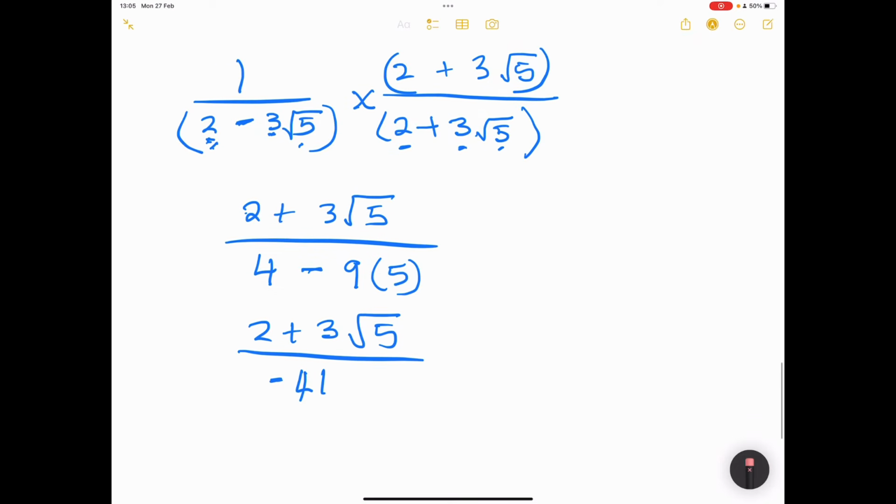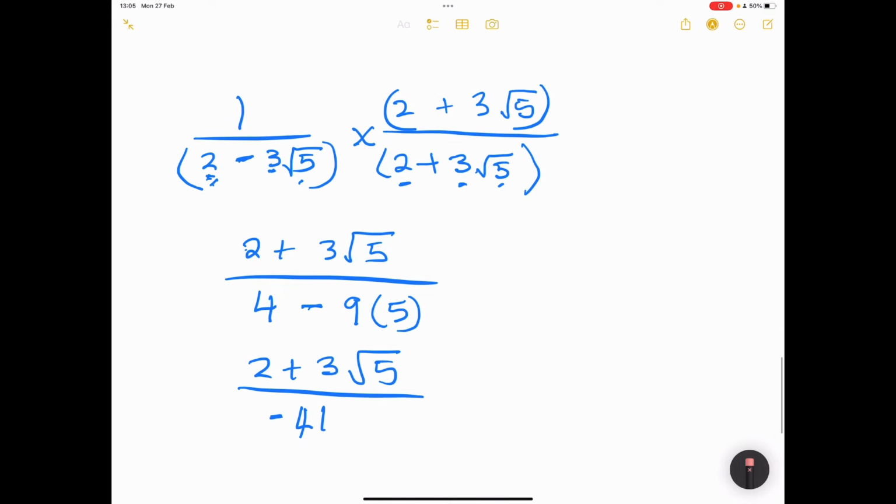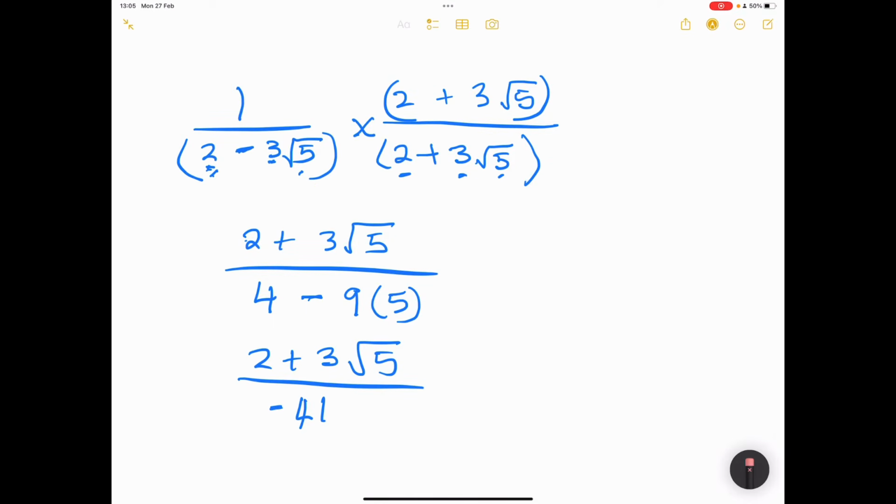And what I would like for us to do in the next couple of minutes is just look at some examples on how we can apply this going forward.